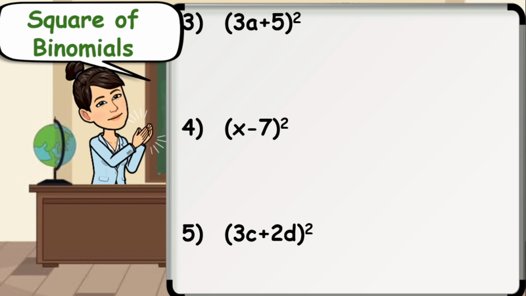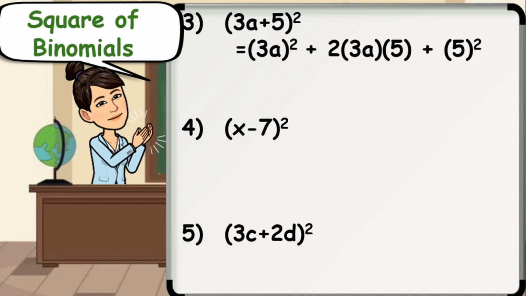Let's check your answers. For number 3, the quantity of 3a plus 5 raised to 2. Squaring the first term, we have the quantity of 3a raised to 2 plus twice the product of the first and second term. That is 2 times 3a times 5 plus square of the last term, that is 5 squared. Simplifying, we have 9a squared plus 30a plus 25.